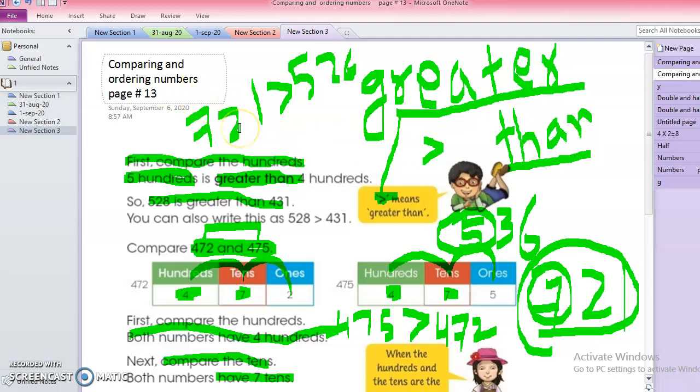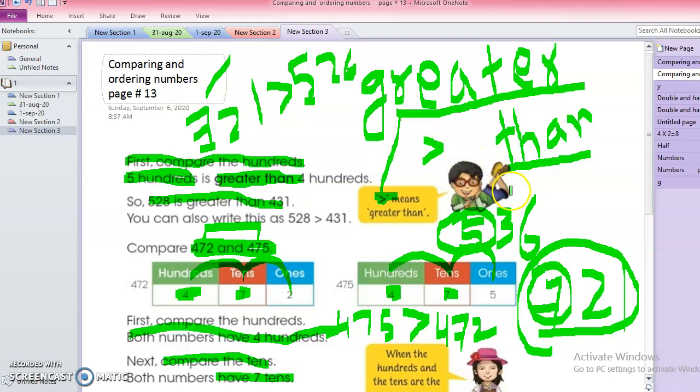If I write any number now, like 721 here, and 526. I will check here 500, here 700. Which number is greater? I will say 721 is greater than 526. Why? Because in the hundreds place there is 7 and in the hundreds place here 5. So 7 is greater than 5. That's why 721 is greater than 526.